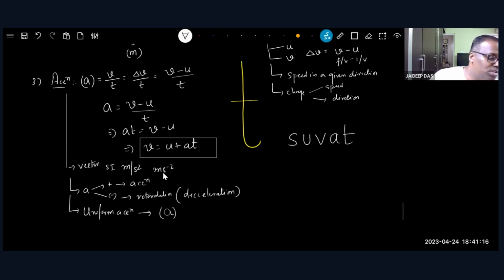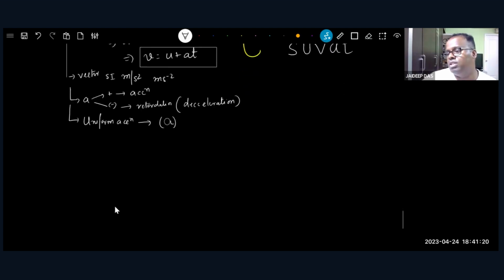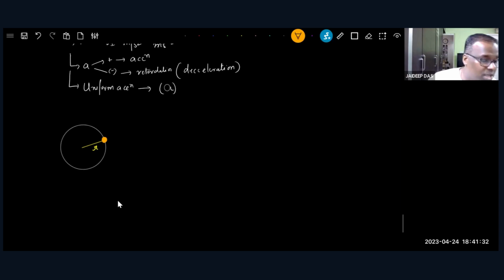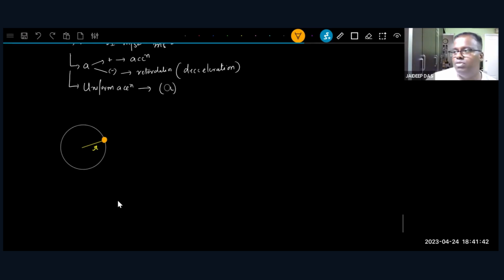See, I'll ask you a nice question. A particle is moving in a circular path of radius r. The radius is r. There is a particle, moving in a circular path of radius r. Displacement after half cycle would be, after half cycle. Tell me, what should be the displacement after half cycle? After half cycle, where should the particle come now?